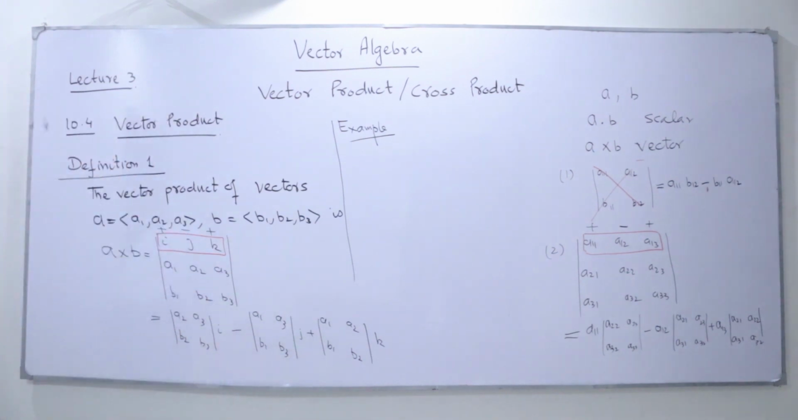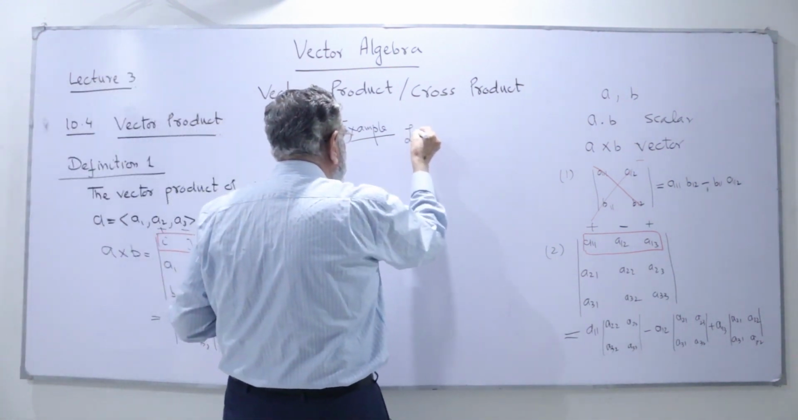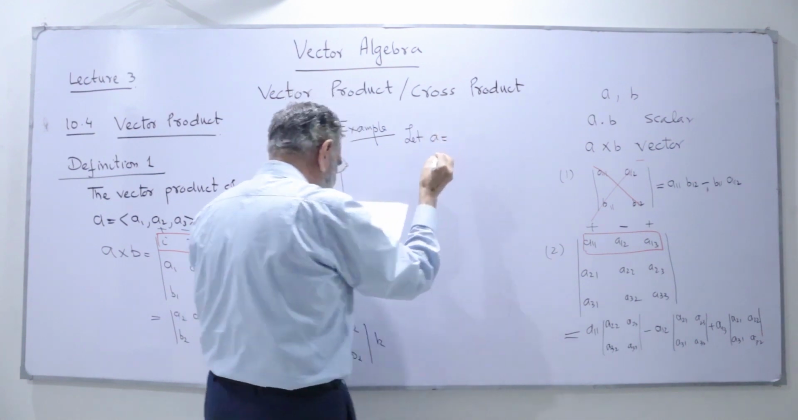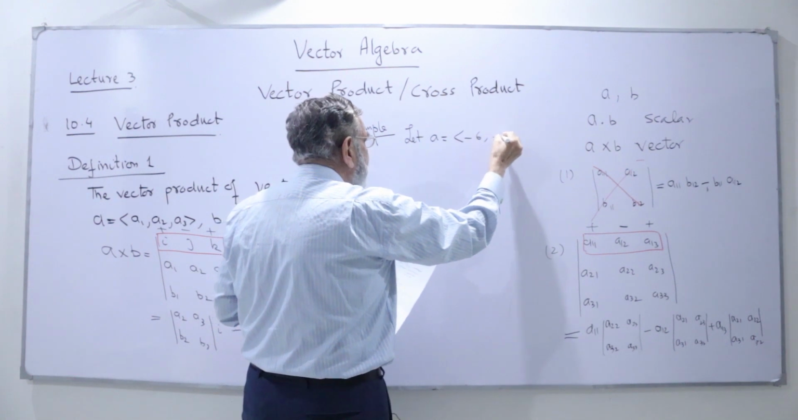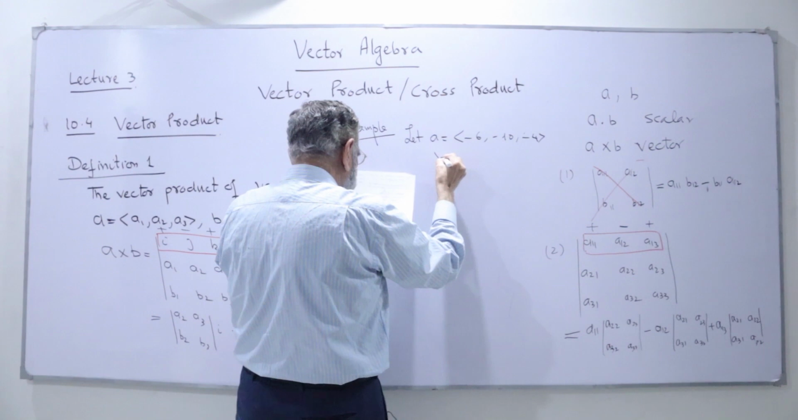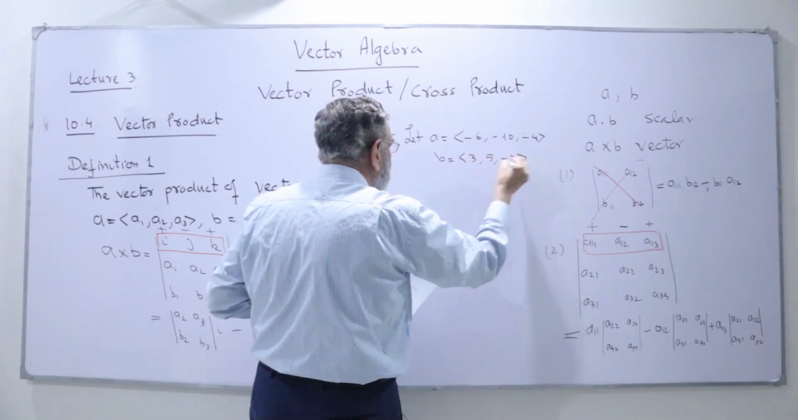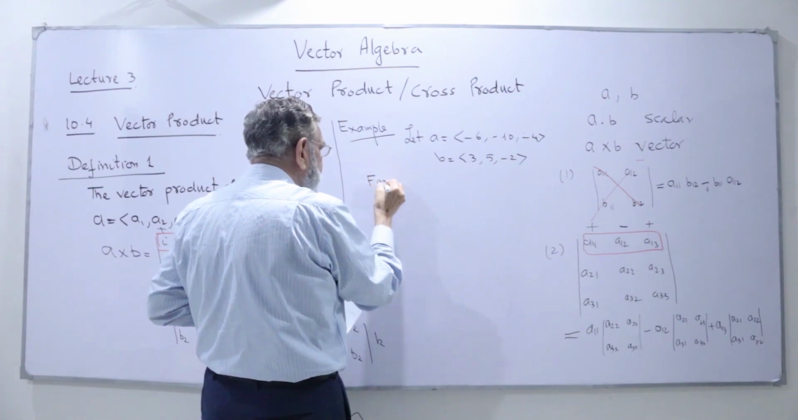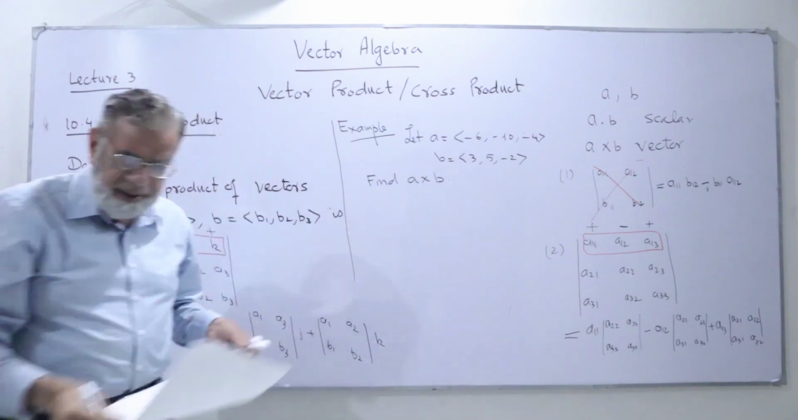So I take an example for this purpose. I am given two vectors, and I want to find the cross product. The vector A is given as -6, -10, and -4. And vector B is equal to 3, 5, -2. Find A cross B. So we want to find the cross product.